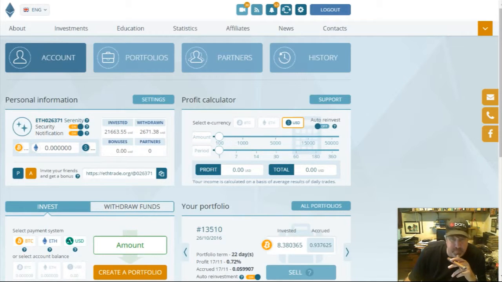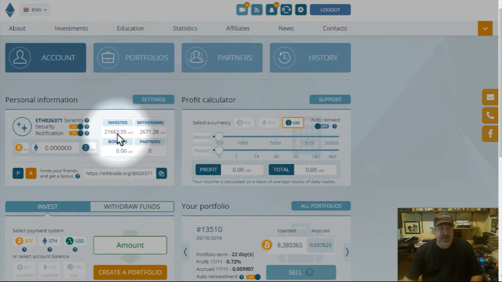Hey, ETH traders. It's November 17th, 2016, and it's time for us to do another weekly withdrawal. We did one last week. We were up to about 22,000 in the account, and we had withdrawn about $1,000 up to that point.